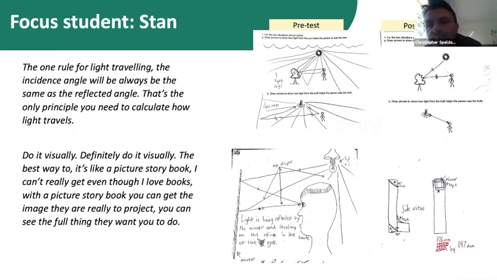And with the periscope, a little bit more maths in there, but what Stan did tell us, and demonstrate, that deeper understanding, was that one rule for light traveling, the incidence angle will always be the same as the reflected angle. And Stan was a boy that was able to articulate clearly what his thinking was, but he struggled at times to actually get that documented. So he spoke about the visualization of what he was doing, and connected the work with picture storybooks.